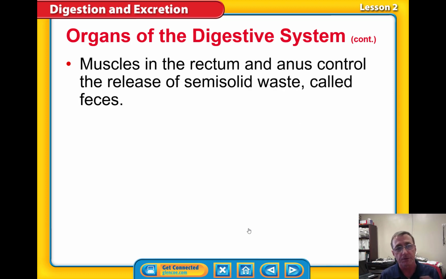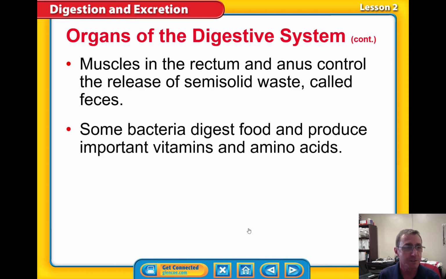And then muscles in the rectum and anus control the release of the semi-solid waste called feces. That's the official, scientific name for poop. All right, some bacteria digest food and produce important vitamins and amino acids. So this right here, I wish we could spend a fair amount of time talking about this.